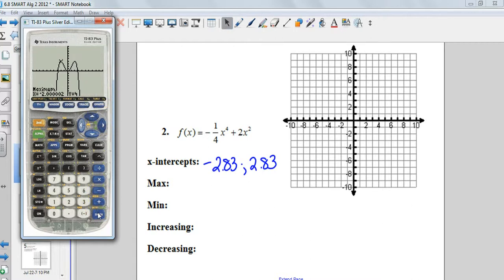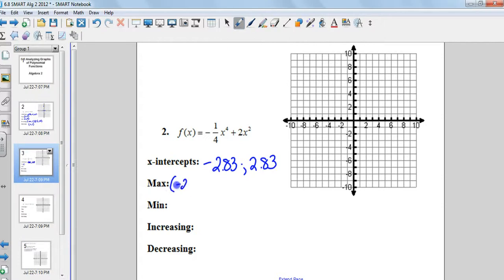And my maximum is at the point negative 2, 4. Which tells me if this is negative 2, 4, then this guy has to be positive 2, 4. So we've got a max at negative 2, 4 and positive 2, 4. Oh, I haven't been graphing these. I guess I should. There's one intercept. There's the other intercept. Negative 2, 4. Positive 2, 4.